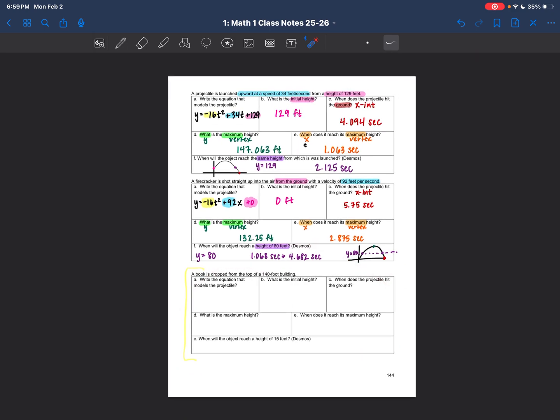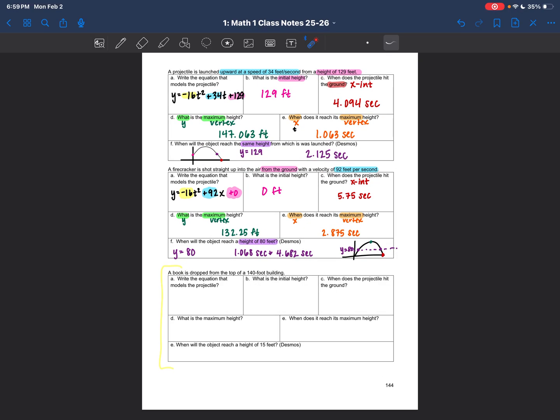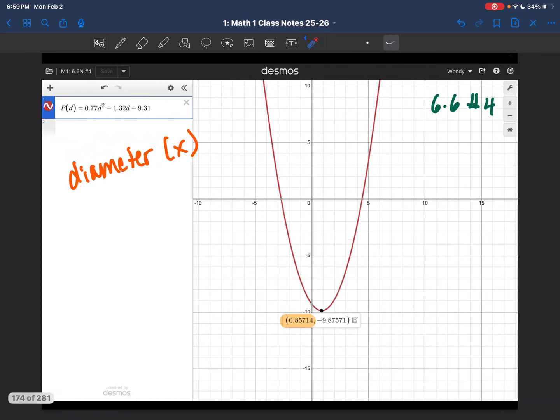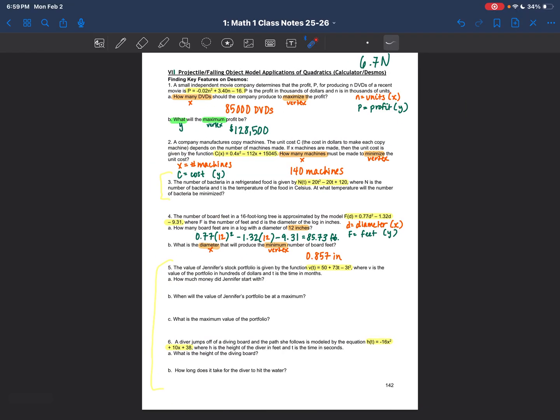All right, and then that one's a book dropped from the top of a 140-foot building. So your initial height should be 140, and then go ahead and write an equation and type that into Desmos to figure out your information from there. All right, and then that is projectile motion with Desmos.